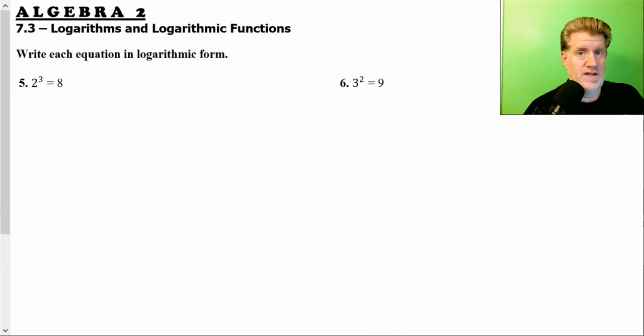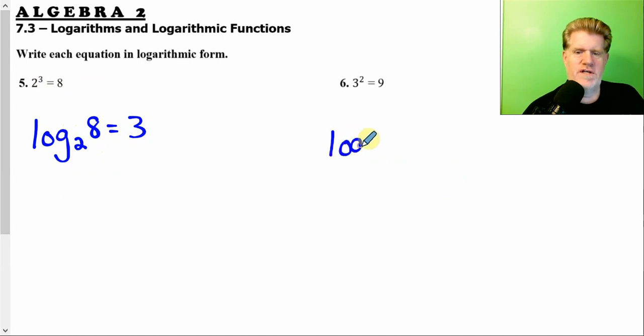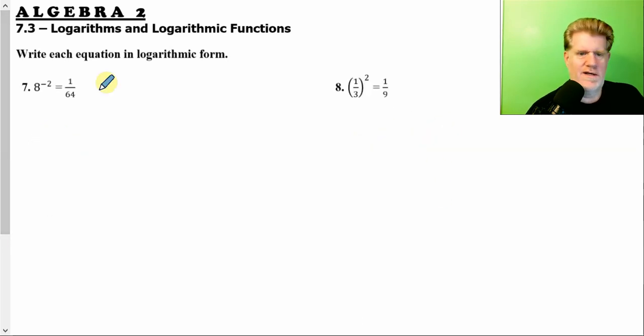Can we turn it back the other way? All right. Your base is 2. So log base 2, if you want to reach an 8, you got to do it to the third power. 2 to the third equals 8. That's how you do it. Base is 3. If I want to get 9, I got to take that base and square it. 3 squared is 9. That's how these work.